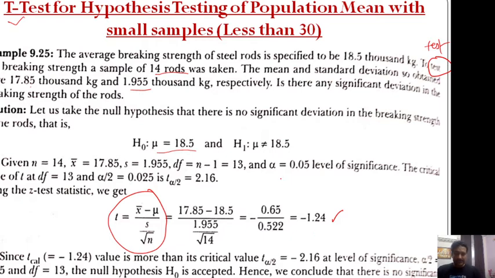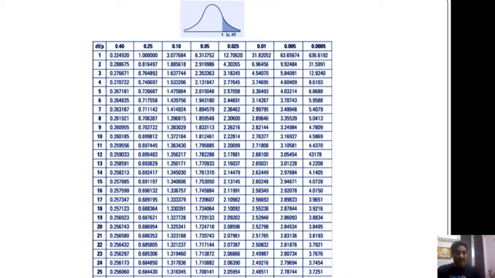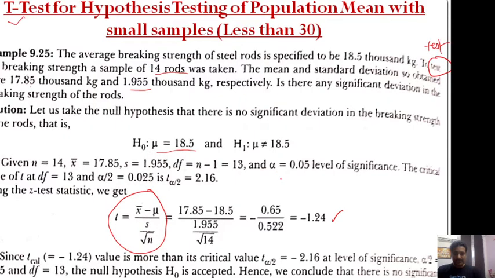To check whether our null hypothesis is rejected or accepted, again you have to go to the t table. As we have a z table, we have a t table also, and this is the t table. Whenever you need to apply the t test, you must have the t table. Let me brief you how you would check the value.